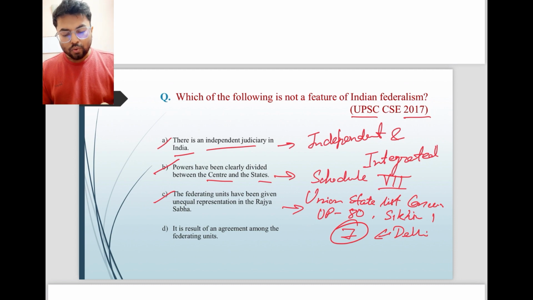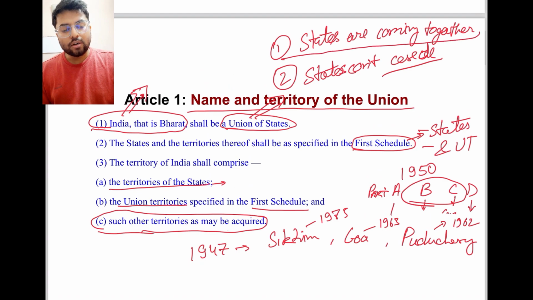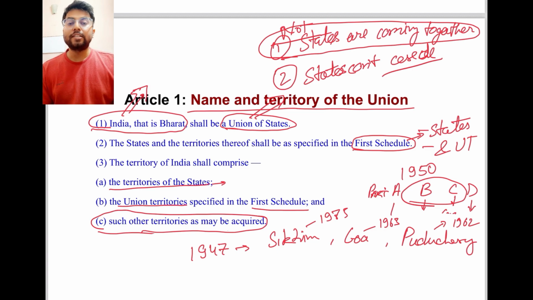Okay. Now, all these points are correct. So obviously, the last point will be wrong: that it is a result of an agreement among the federating units. As I said earlier, states are not coming together, rather it is holding together. And about India, it is also said that it is an indestructible union with destructible states.